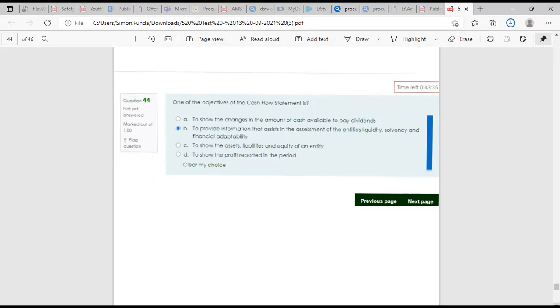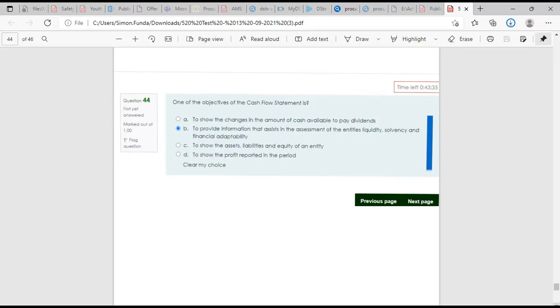Okay, so the closest correct answers are A and B. A: to show the changes in the amount of cash available to pay dividends. B: to provide information that assists in assessing the entity's liquidity, solvency, and financial adaptability. I think the reason why we have to pick B is because it is inclusive, encompassing all the reasons why we prepare a cash flow statement. So it's not just about paying dividends.